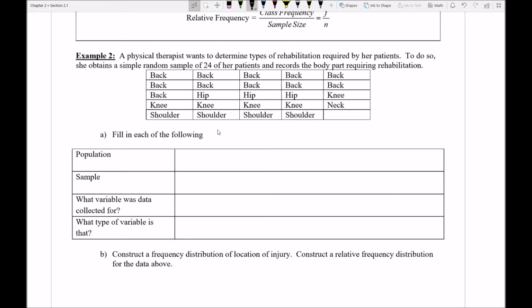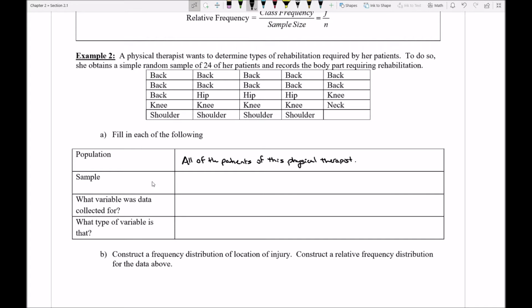Now let's take a look here at part A, which says let's fill in the following. Okay, so first off, I should be able to very easily and quickly identify the population of the study. Who are all of the people that this physical therapist is interested in studying? Well, that would be pretty easy. The therapist wants to determine the types of rehabilitation required by her patients. So this would be all of the patients of this physical therapist. That's what we're working with here.